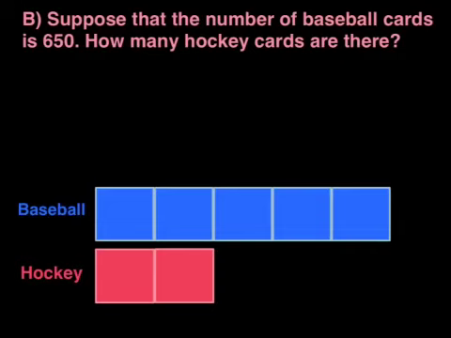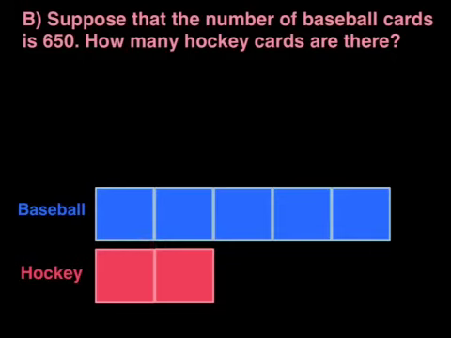And now on to part B. Suppose that the number of baseball cards is 650. How many hockey cards are there? So now we are supposing that just up here, these 5 parts of baseball cards are a total of 650 cards. Now we want to use that information to find out how many hockey cards there are.